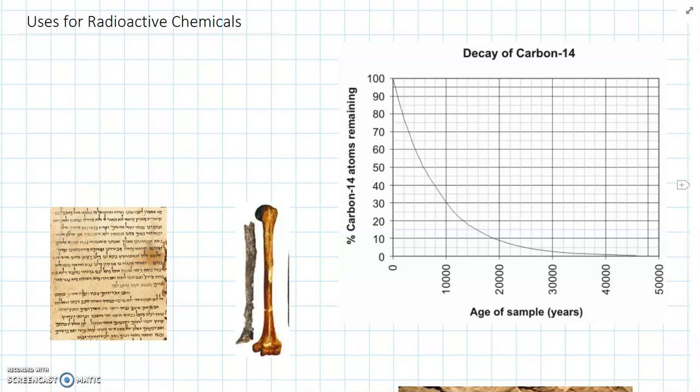So we've looked a lot about radioactive atoms and the types of radiation they can release. And now we're going to look at different uses for radioactive chemicals, because we found radiation to be used for a lot of different applications.